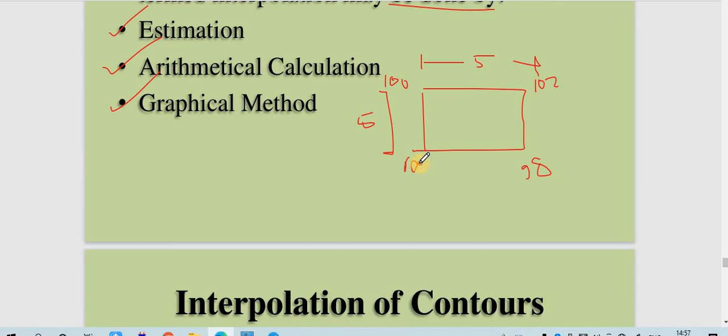Or suppose this is 100 and this is 101.5, this is 100 and 101.7. Okay, now suppose you have to draw a contour which is having a reduced level of, suppose, 101 meter. So this is how it will pass. Okay, it will not pass from this line because it can pass from these two lines, but it cannot pass from this line because 101 is lying between these two lines. It will be between 100 and 102. So you will have to find out the exact location where you get these contour lines.